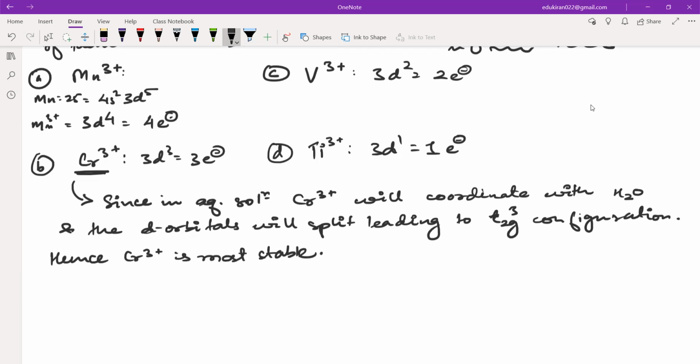Sir, could you explain the C part? Okay, vanadium, what is the atomic number of vanadium? 23. This will be 4s2 3d3, right? Yes, sir. So if you remove 3 electrons, all the electrons from 4s will be gone, and 1 electron from the 3d will be gone. You will be left with 3d2, correct? Yes, sir.